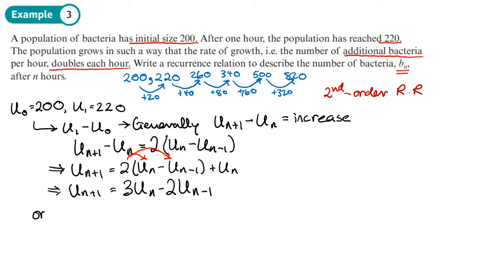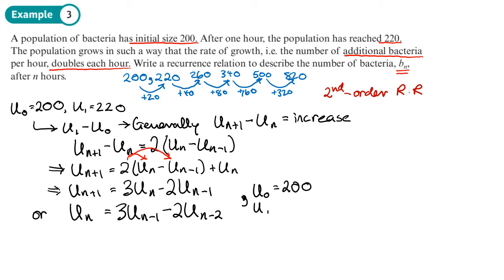Now, an equivalent way of writing that is just to move the values of n, these subscripts, down one. So instead of u_{n+1}, I could have u_n, and then take this u_n down by 1, so I'll have 3u_{n-1}, and take this down by 1 and have 2u_{n-2}. So this is equivalent. Now, whichever one I use, I'll have these initial conditions, that the very first term is 200 and the second term is 220.